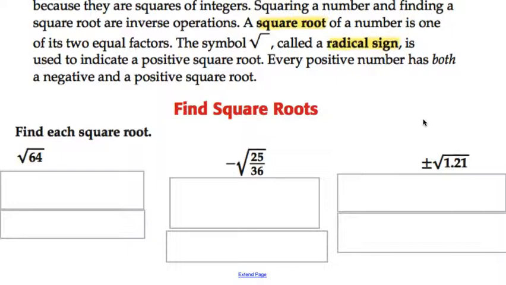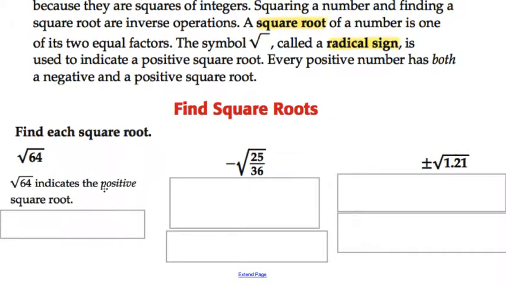This one says find the square root of 64, and since there's no sign with that, it's indicating that we just want the positive one. You can punch these in on your calculator if you don't know them. The square root of 64 is 8, and we're only going to list the positive value. Even though negative 8 squared would still give us 64, this just indicates the positive value.